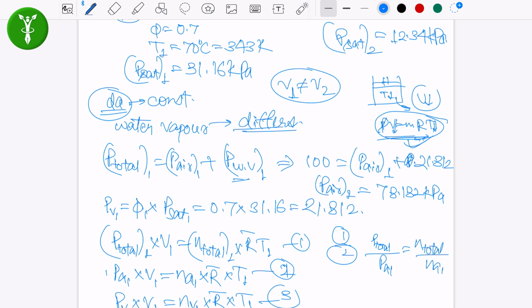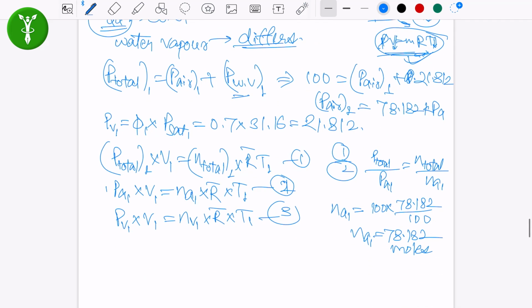Okay, right. So Na1 will be equal to N total into PA1 by P total. So that will be equal to 100 into 78.182 divided by 100. So this many moles of dry air we have in the first condition. And the number of moles of vapor will be equal to total, 100, minus this. If we subtract, this will be 21.812 moles of water vapor initially what we have.